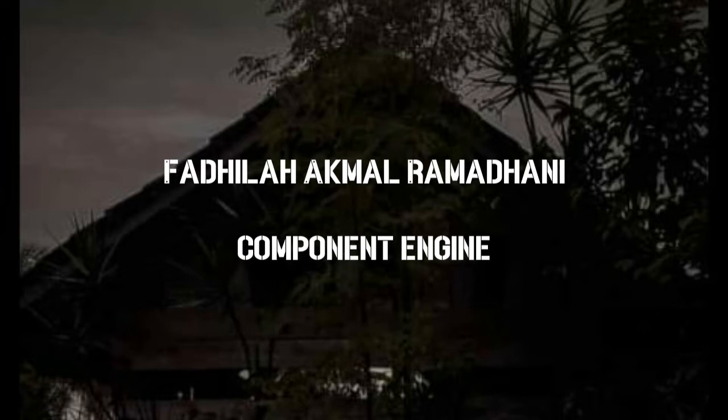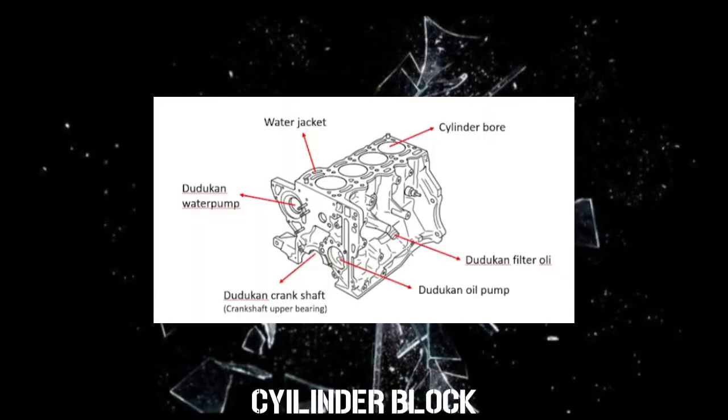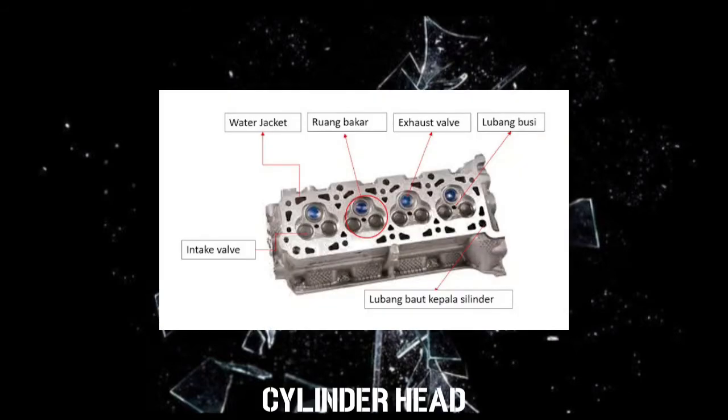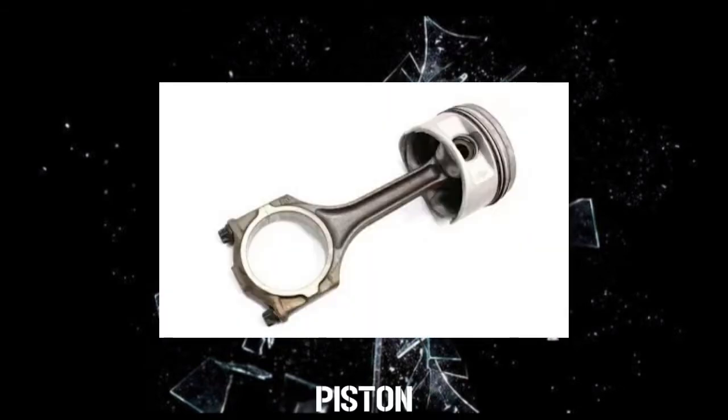I will explain the function of the engine components. 1. Cylinder block. The cylinder block is the main component of the engine, in which there is a cylinder as a place for the piston to go up and down to run the engine work cycle. 2. Cylinder head. The cylinder head contains the combustion chamber, which functions as the place where the spark plug and valve sit on a 4-stroke engine.